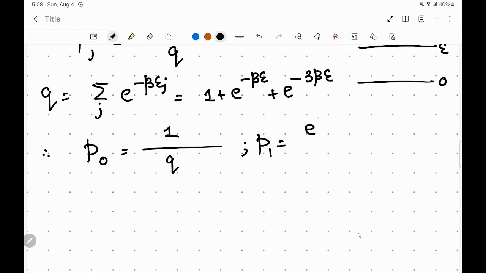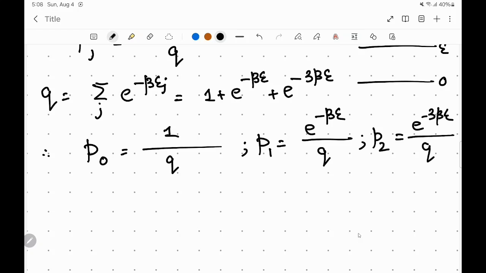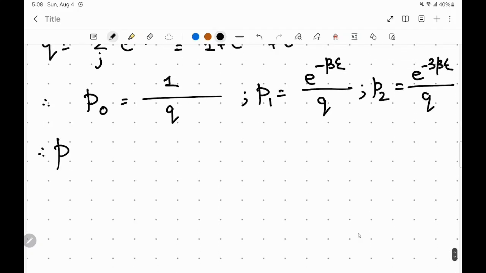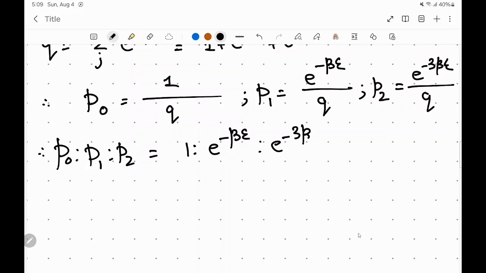P1 is e to the power minus beta epsilon divided by Q, and P2 is e to the power minus 3 beta epsilon divided by Q. So now we have to find the ratio like this. So it will be 1 is to e to the power minus beta epsilon, this is minus 3 beta epsilon.